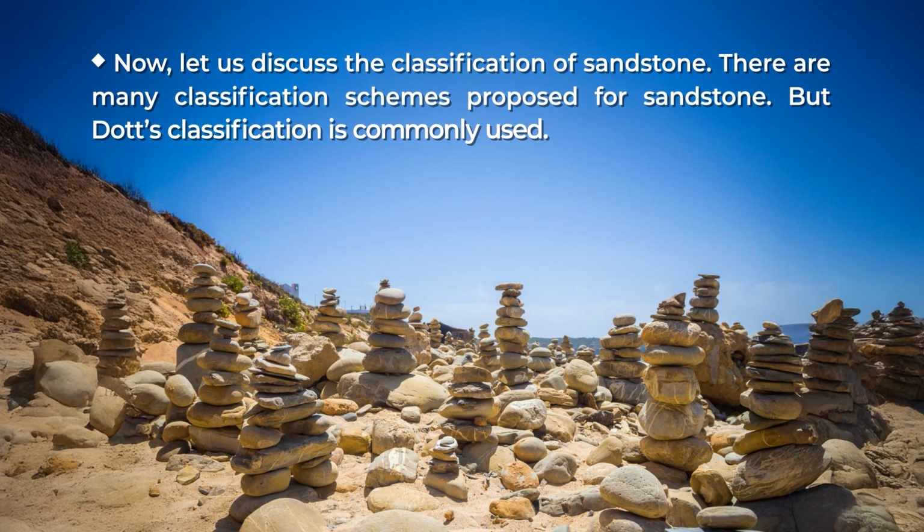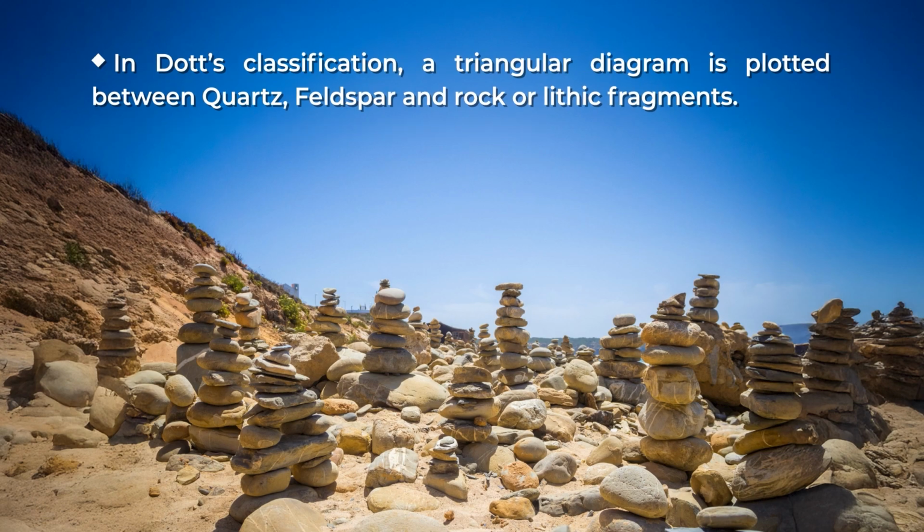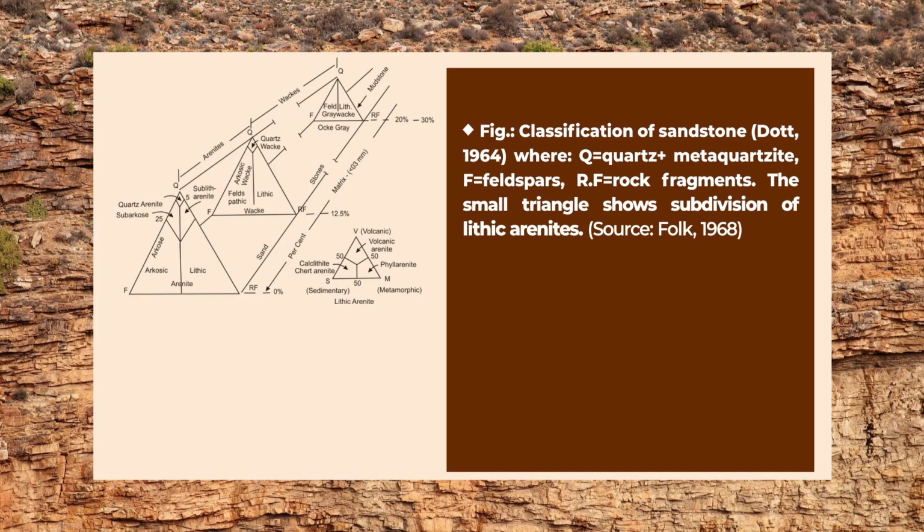Now let us discuss the classification of sandstones. There are many classification schemes proposed for sandstones, but Dott's classification is commonly used. In Dott's classification, a triangular diagram is plotted between quartz, feldspar and the rock or lithic fragments, and here is the triangular plot where you can see the classification of sandstone. Q denotes the quartz and also the metaquartzites.